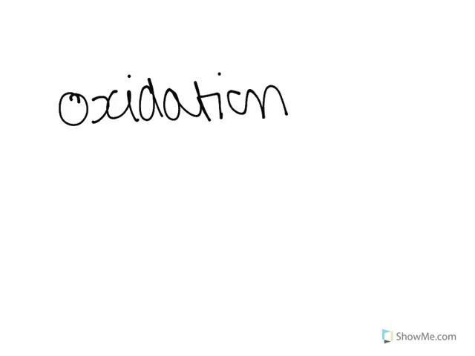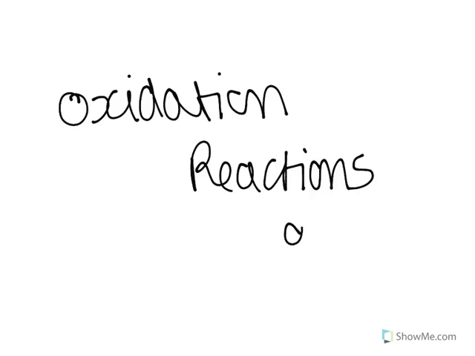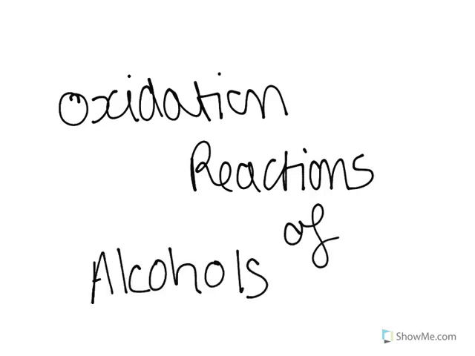Today I'm going to talk about oxidation reactions of alcohols. So first off, we're going to start with primary alcohols. Now for primary alcohols, once you oxidize the alcohol, it can turn into either a carboxylic acid or an aldehyde.